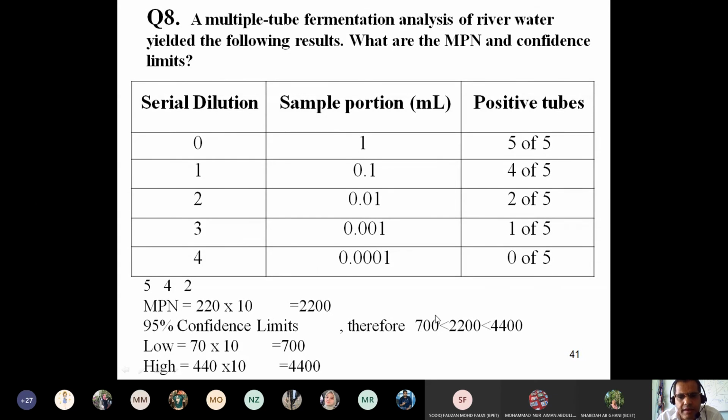700. If I say that I have 750, it is wrong. Okay, not less than 700. And also not more than 4,400. If I said 5,000, it is wrong. I don't have 5,000. It is between 700 and 4,400, and it is approximately 2,200 MPN.